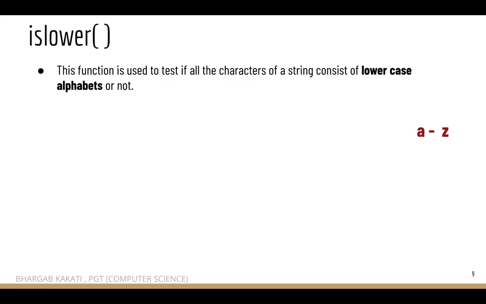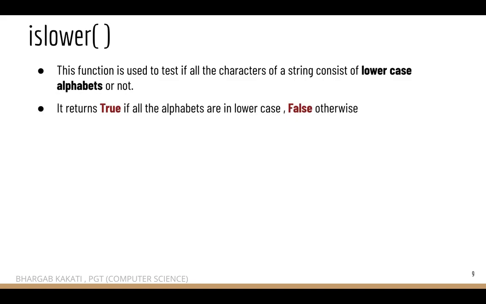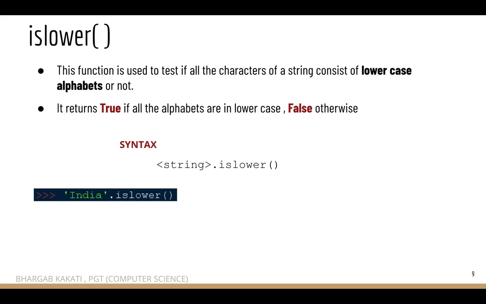Lowercase alphabets means from small a to small z. It returns true if all the alphabets are in lowercase, false otherwise. So if all the characters of a string are in lowercase alphabets, then it will return true, otherwise false. Syntax goes as follows: string name dot islower. So if I write India dot islower, are all the characters in lowercase? It's not, therefore the result will be false.